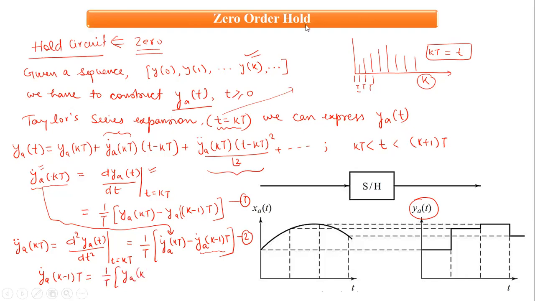So it is k minus 1 t minus y a k minus 2 t. So this is, let us say, equation number 3. Now what we will do is we will substitute equation 1 and 3 in equation 2.